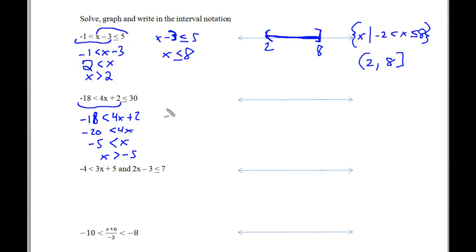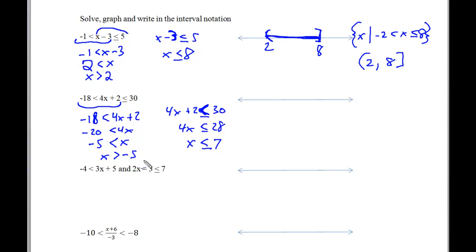And try this one on for size. 4x plus 2 is, 20. Ha! Where'd that come from? 4x plus 2 is less than or equal to 30. I'm going to move the 2 to the other side. 4x is less than or equal to 28. And divide both sides by 4. X is less than or equal to 7.